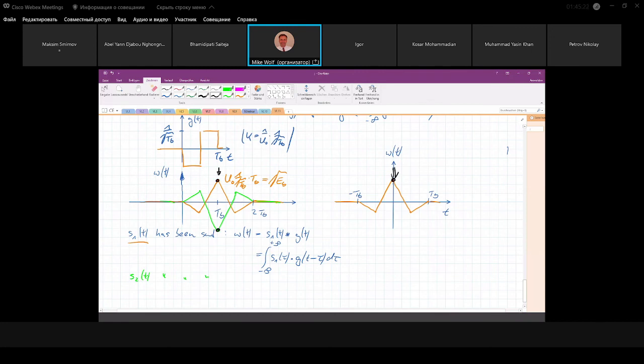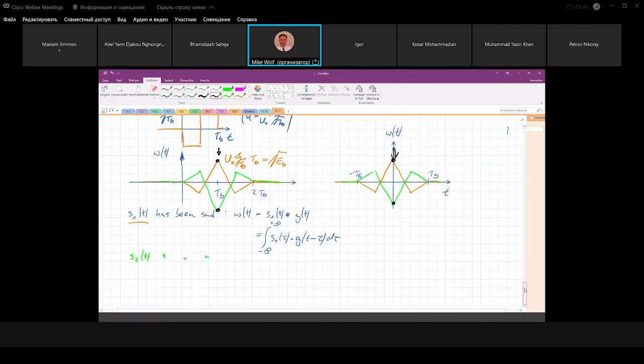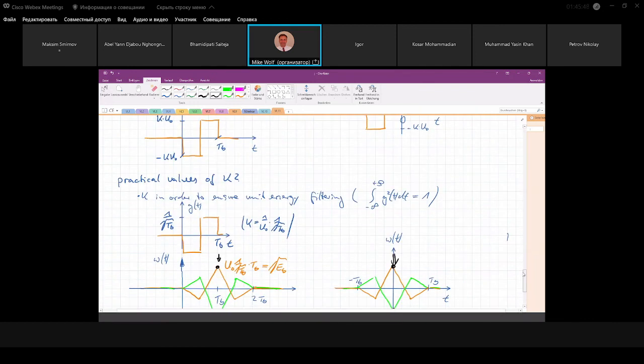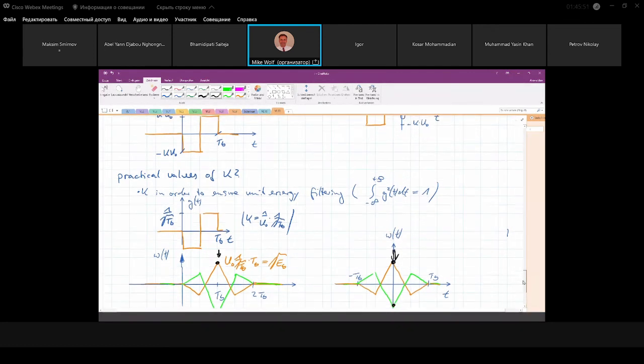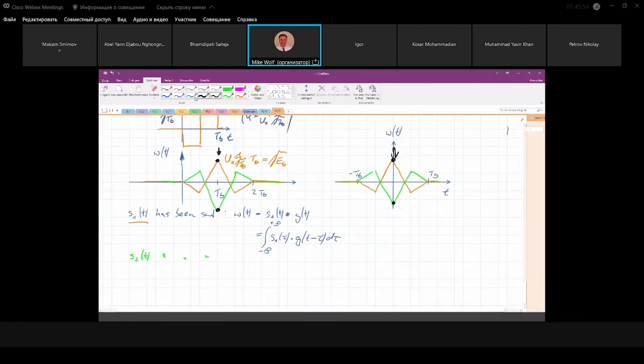This amplitude, if we transmit S1 of t, and in this case, if we transmit minus S1, this would be S1 of t. And we get this amplitude sample at the optimum time. This is the only difference. Now we set practical values of k in order to ensure unit energy. And let's say we choose a k. But I don't only do the example for the code, just shift it.